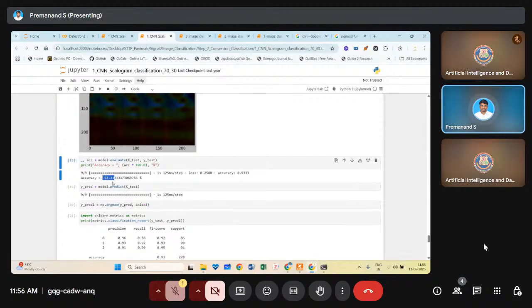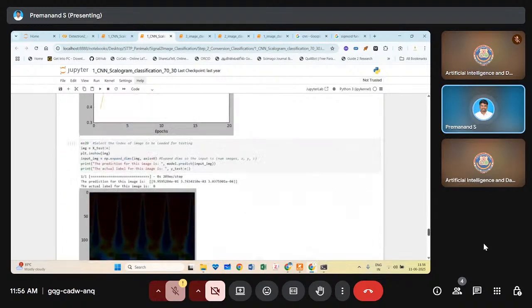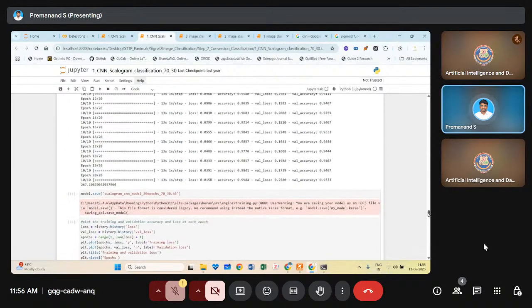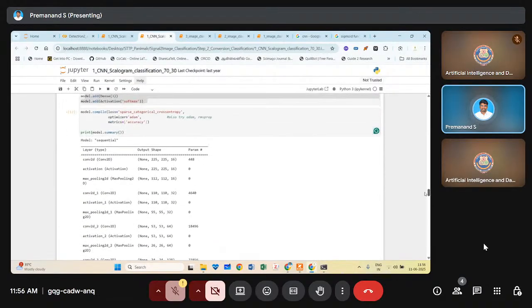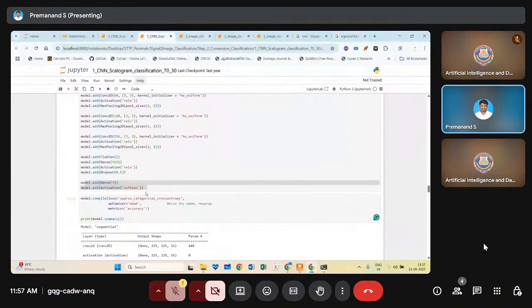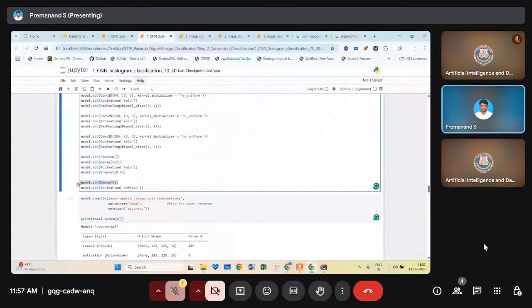And if you are interested in fine-tuning, or if you want to remove the flatten layer and increase the accuracy, another option is, instead of going for a dense layer, we can go for machine learning. You have tried that one, right?